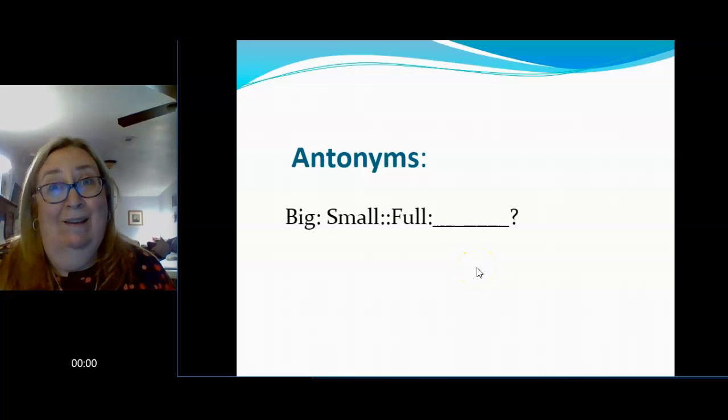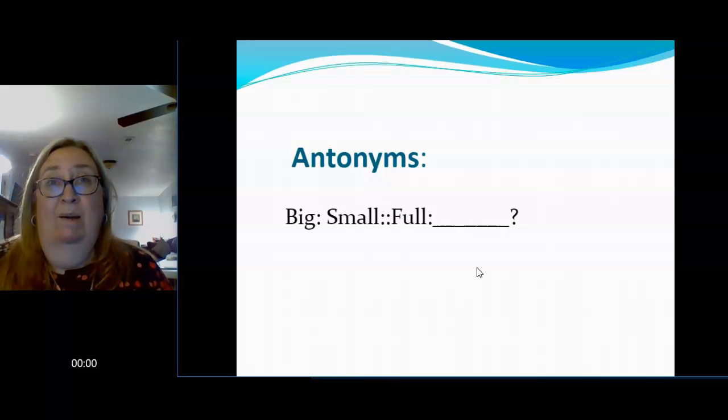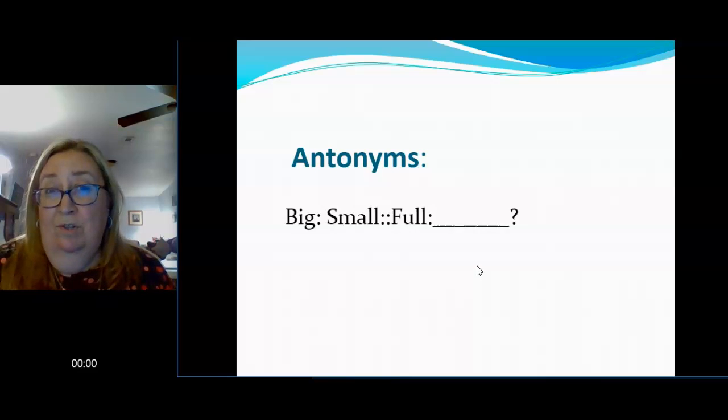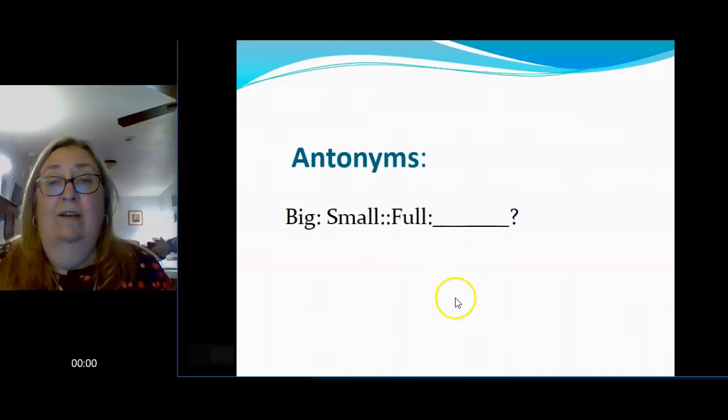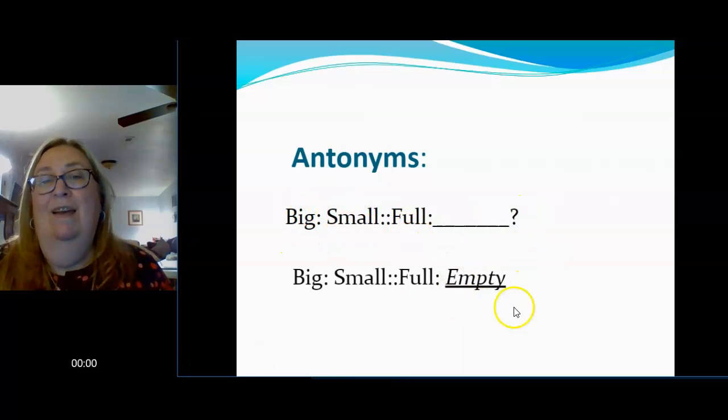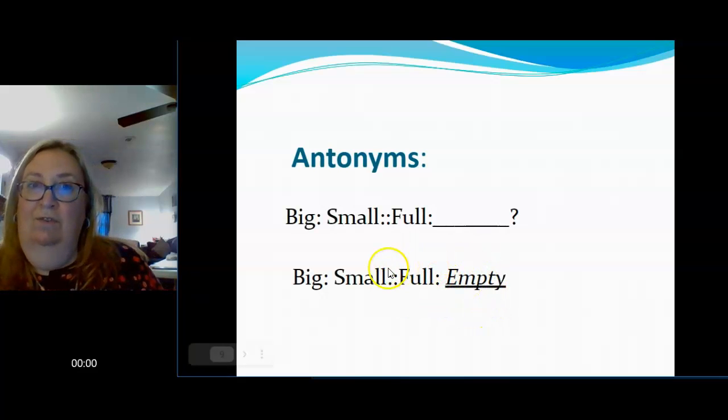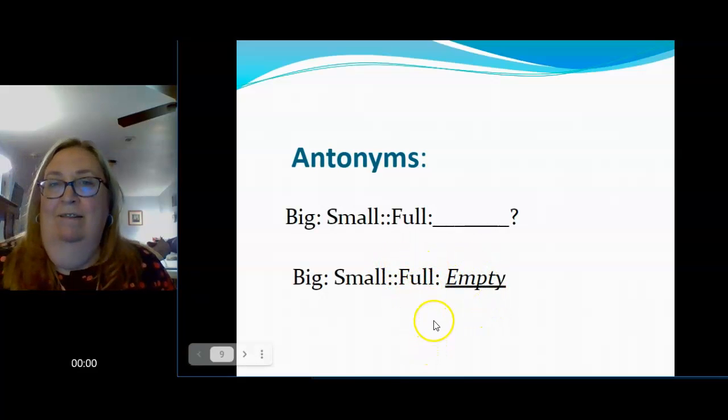So I like analogies because there's not always one correct answer, which is why when we do multiple choice questions, we need to make sure we look at all the answers and see what makes the most sense. So big is the opposite of small, just like full is the opposite of empty. So here, this full is being taken on like a gas tank.